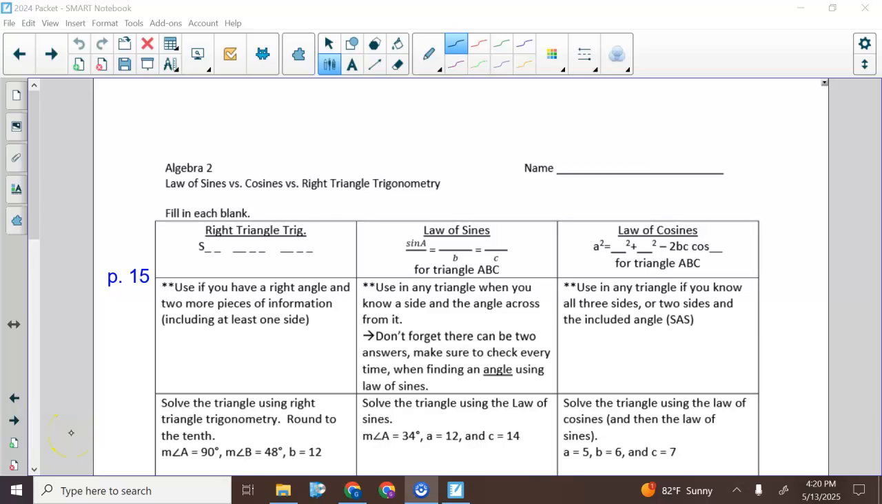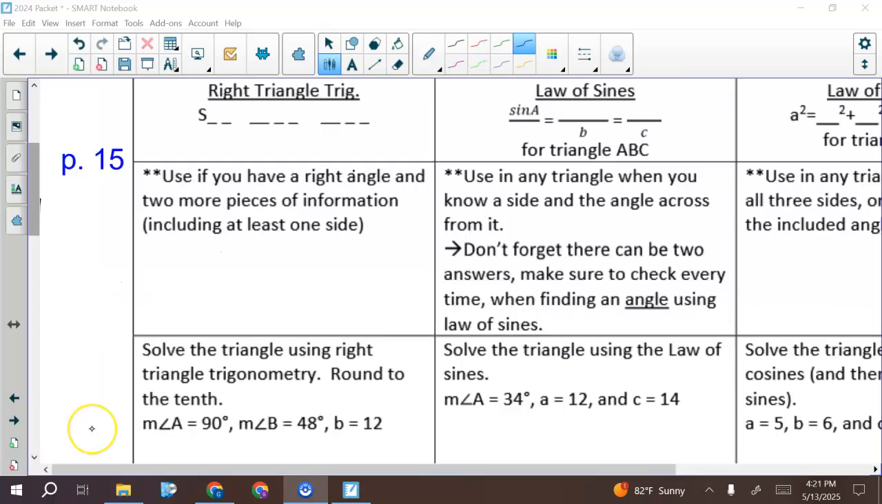Law of sines versus law of cosines versus right triangle trigonometry. Which one should we pick? So let's first take a look at when you should use right triangle trigonometry. To review, right triangle trig uses SOHCAHTOA to help us remember the trigonometric ratios.